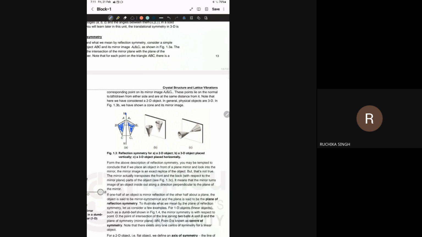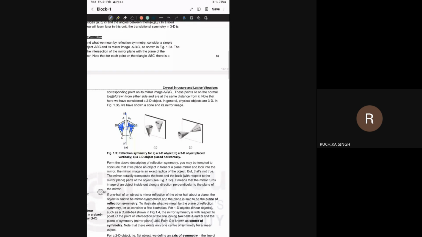Next it is telling that these points lie on the normal to MN drawn from either side and are at the same distance from it. What does it mean? If I consider A1, that will be normal to MN. If I consider B1, that will be normal to MN. If I consider C1, that will be normal to MN. So whatever point I take on ABC and the corresponding point on A1, B1, C1, if I join them, that line will always be perpendicular to MN. This is the first criterion.